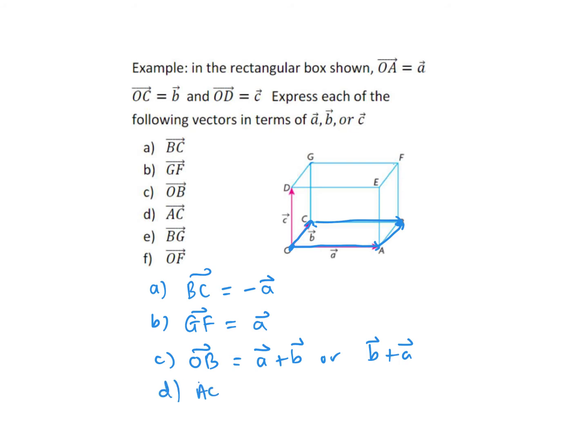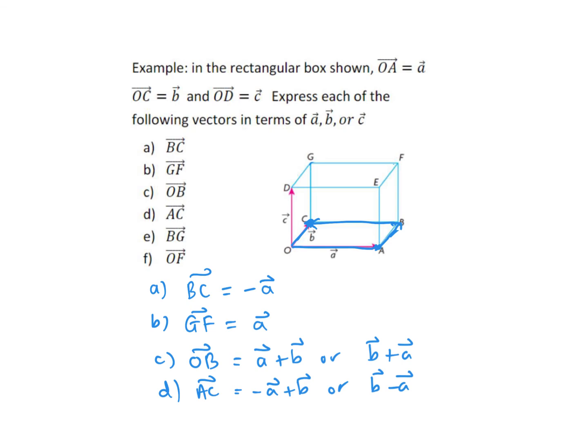Okay, D, let's erase this one. D, I want to go from point A to point C. So again, I could go two different ways. I could go across, which would be negative A, because it's the opposite of A, and then over B, so plus B. Or I could go across B, and then opposite of A, so B minus A. So negative A plus B, or B minus A.